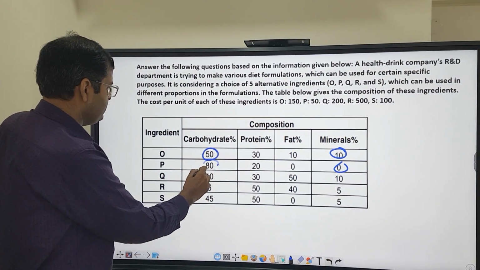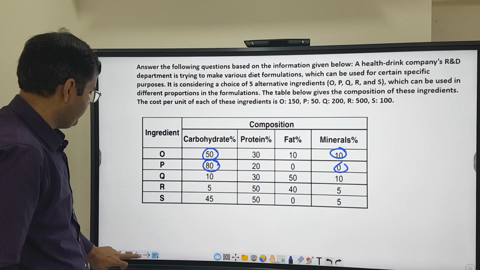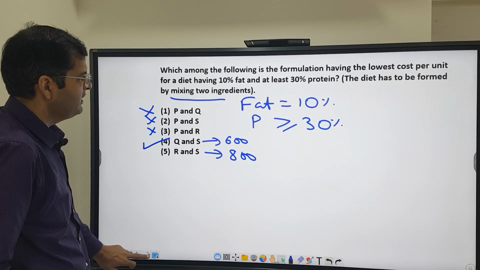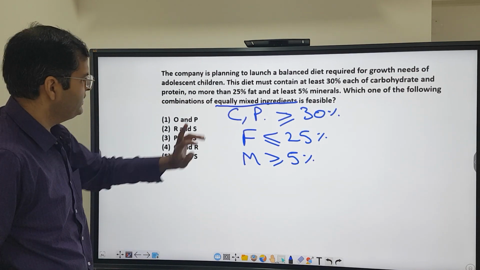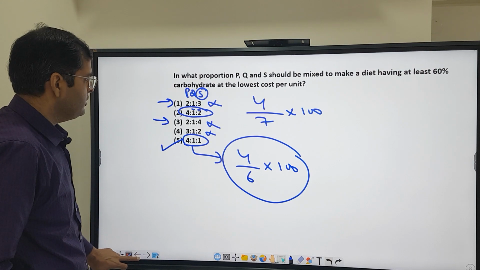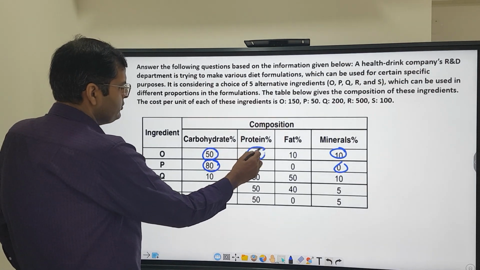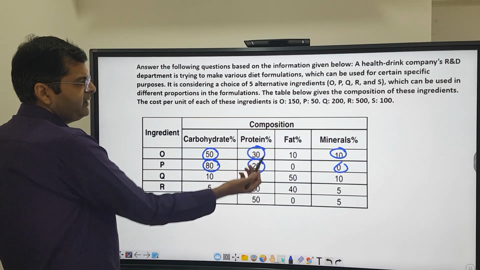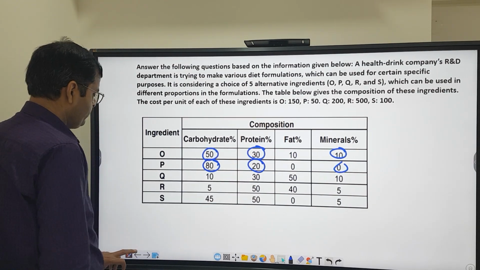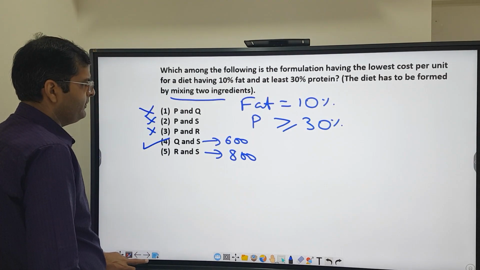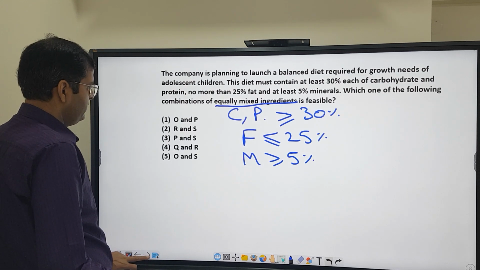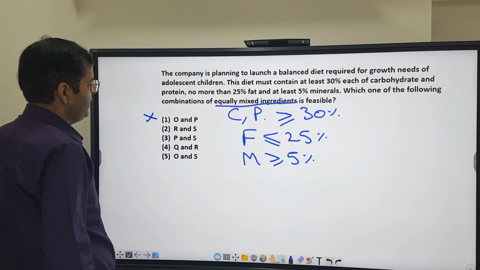Carbohydrate is more than 50 and 80 if I take the average, so it is definitely more than 30. Protein has to be more than 30 and fat has. So protein over here is not more than 30, because if I mix them equally, protein will come out 25. 30 plus 20 is 50, 50 by 2 is 25, because they are equally mixed. So O and P is ruled out.